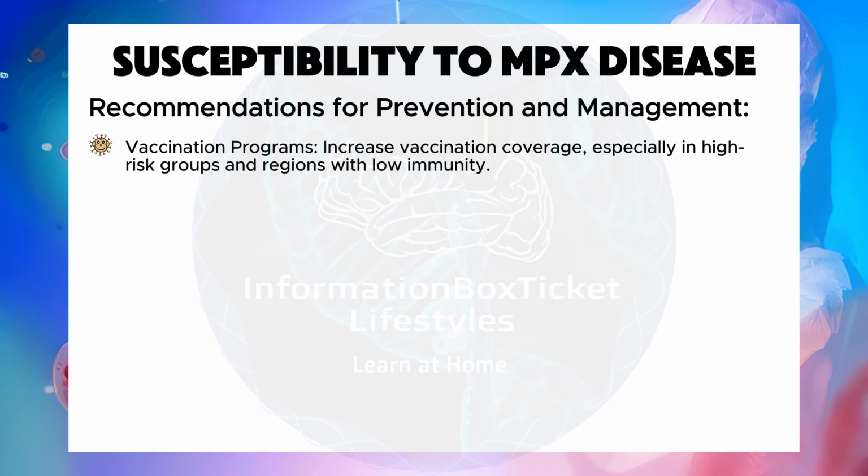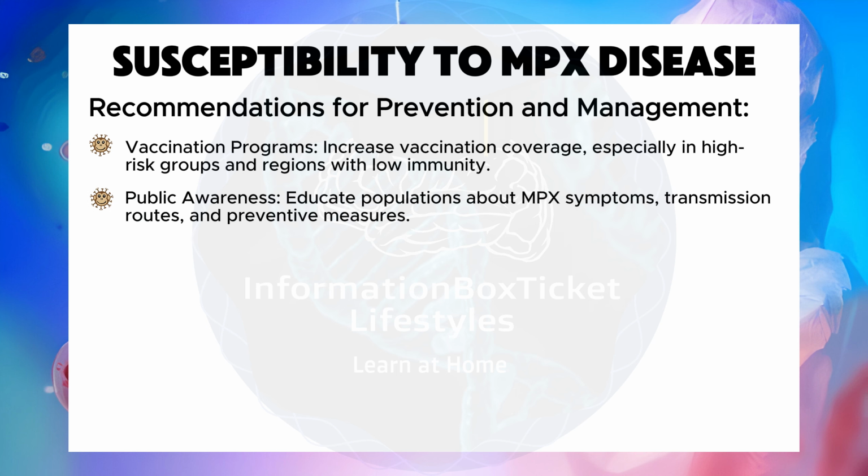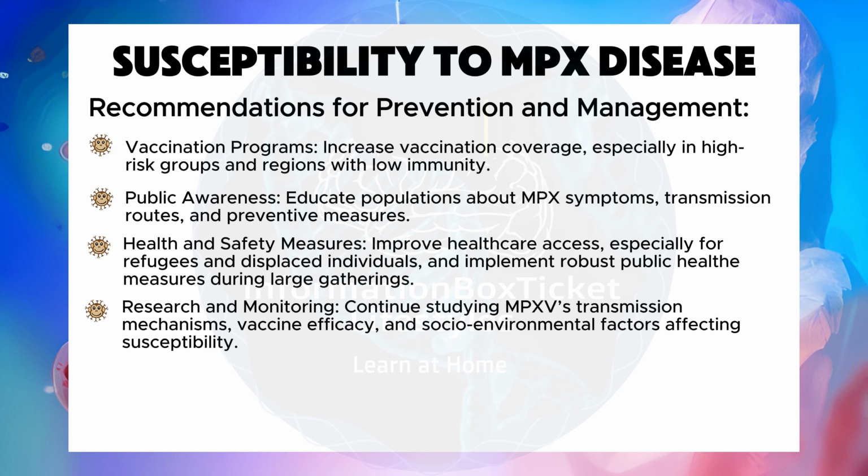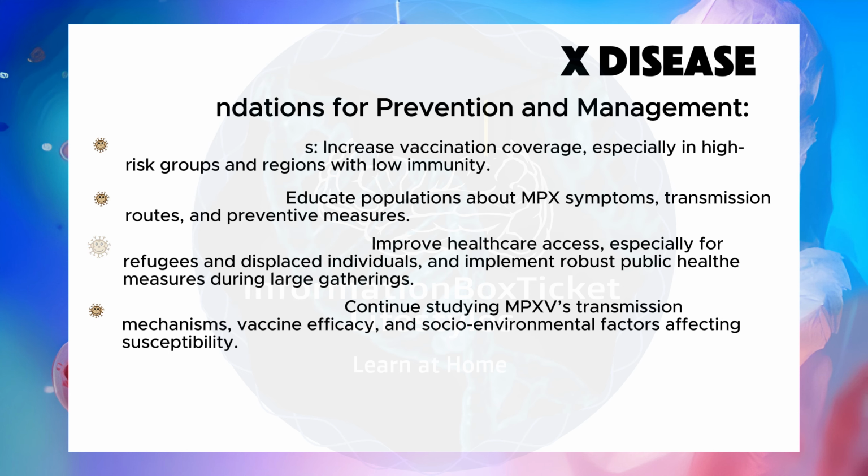Vaccination programs: increase vaccination coverage, especially in high-risk groups and regions with low immunity. Public awareness: educate populations about MPX symptoms, transmission routes, and preventive measures. Health and safety measures: improve healthcare access, especially for refugees and displaced individuals, and implement robust public health measures during large gatherings. Research and monitoring: continue studying MPXV's transmission mechanisms, vaccine efficacy, and socio-environmental factors affecting susceptibility.